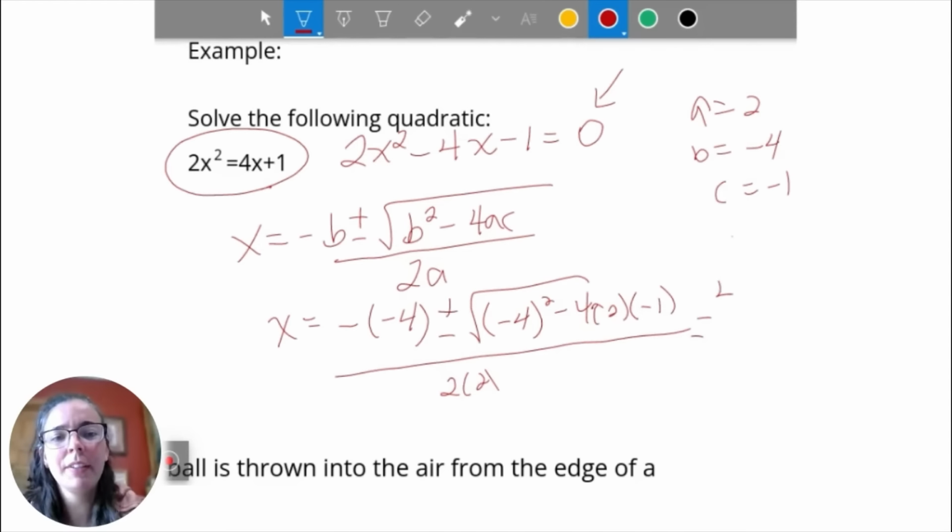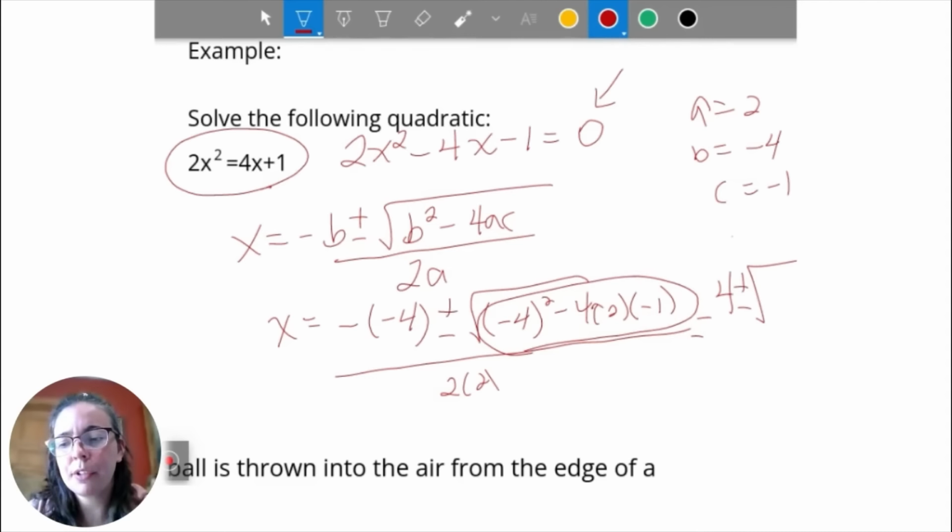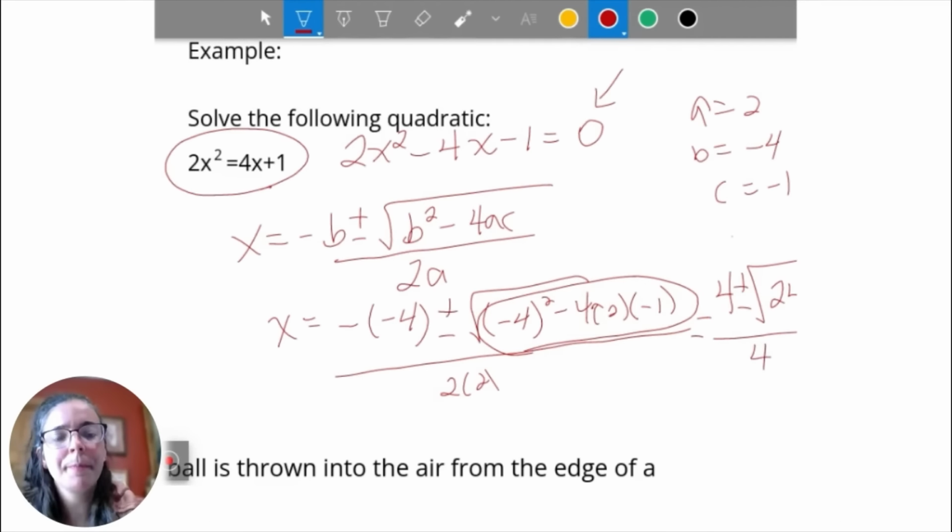So -(-4) is a +4. Then what happens under my radical? So I'm going to use my calculator to simplify all of this stuff. So -4 squared minus 4 times 2 times -1. And you can break this up into different steps if that's helpful for you. I'm just going to do it in one step. And I get the square root of 24. And this is all over 4.